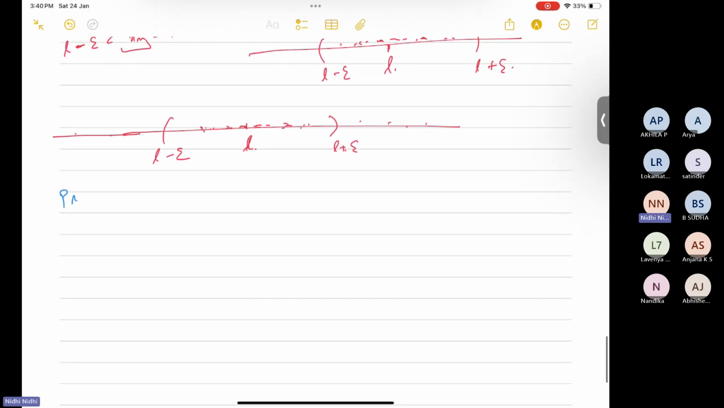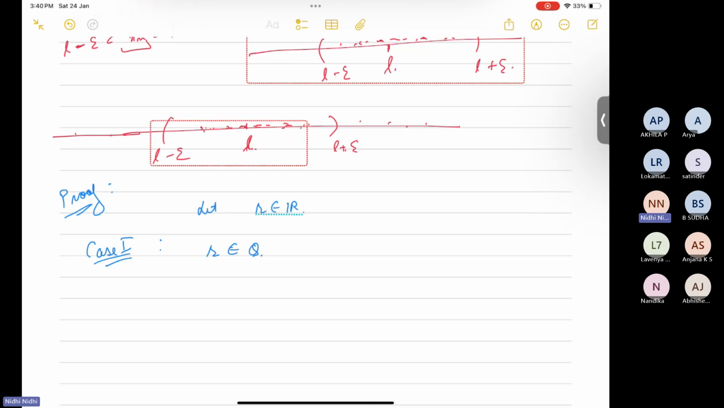Okay, then let's start with the proof. Now, suppose r is any real number. Then obviously we know that all real numbers are either rational or irrational. I'll start with the first case when I say that r is a rational number. The set Q denotes the set of rational numbers. So can you tell me in this case what sequence I can construct which will converge to this point r? The sequence should be of rational numbers.